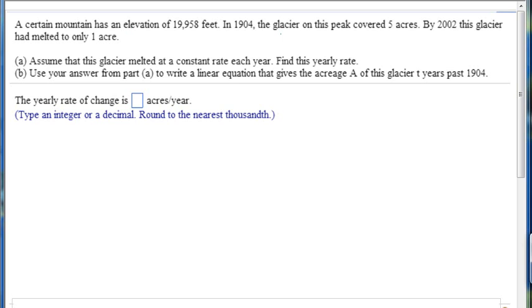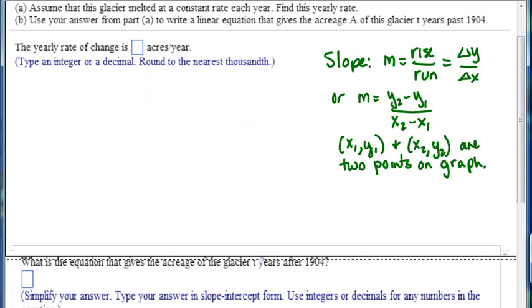Part A. Assume that this glacier melted at a constant rate each year. Find this yearly rate. Well, if you remember, a constant yearly rate means slope. So we're going to write down the formula for the slope. What is the formula of slope? Well, slope we know is the rise over the run, or labeled in math, delta y over delta x, the change in y over the change in x. There's also a formula, m equals y2 minus y1 all over x2 minus x1, where x1, y1 and x2, y2 are 2 points on the graph.